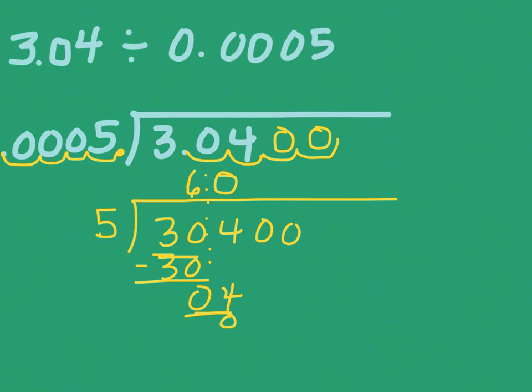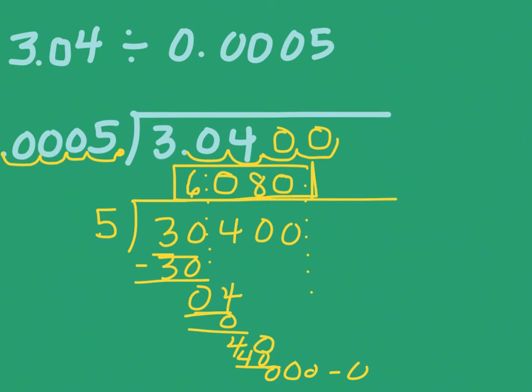5 times 0 is 0. Subtract and get 4. Bring down the 0. Now 5 goes into 40 8 times. That's 40. Bring down the 0. I'm not finished yet. I'm not done until I run out of places here, though. So I'm going to bring down another 0. 5 goes into 0 0 times. Now when I subtract, my remainder is 0. And that's my long division. So my answer is 6,080 times. That little 0.0005 fits into 3.04 6,080 times. Okay, so it's all about moving decimals and getting decimal places correct.